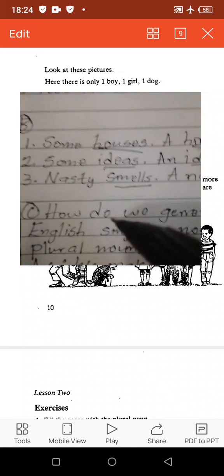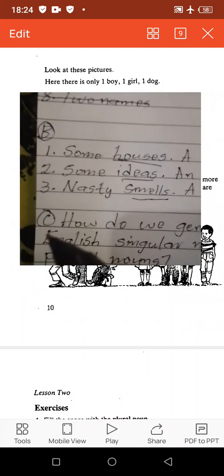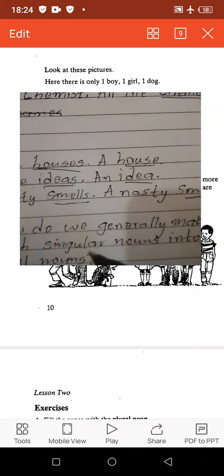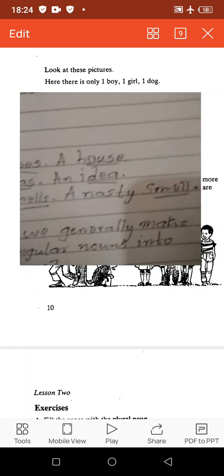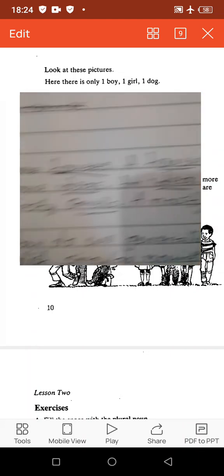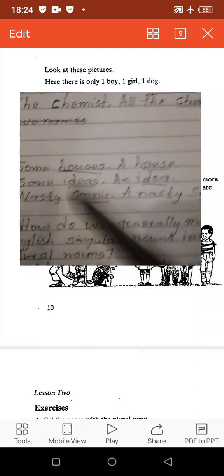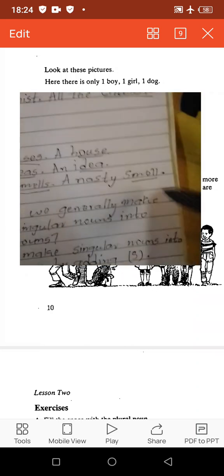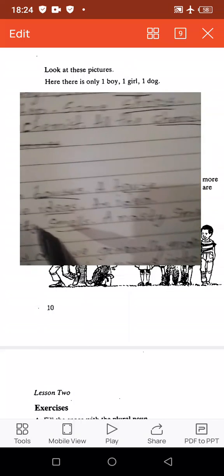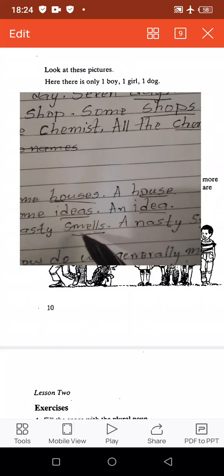So for all of them, if you see number 3, it says nasty smell. How about if it is more than 1? Or how about if it is 1, we say a nasty smell. And this one is in the plural form, and this one is in the singular form. The only difference is that an s is added to this singular to make it plural.